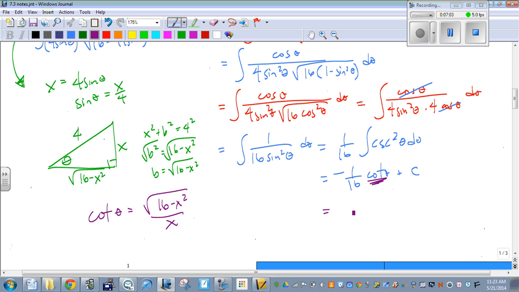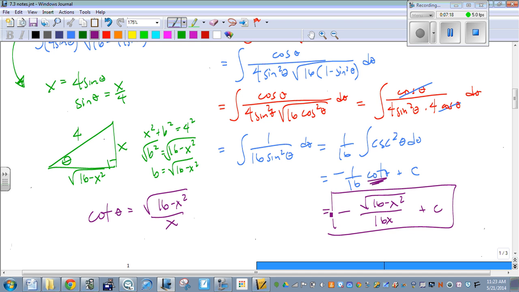So we get negative 1/16 times that whole thing. So I'm just going to write it like this. We get negative square root of 16 minus x squared over 16x plus c. I just multiplied negative 1/16 times this, put the 16 on the bottom here, and just combined it into 1.